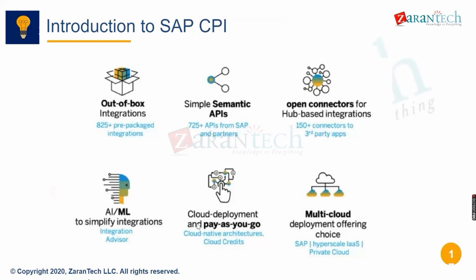cloud deployment and pay as you go. What does it mean? Suppose I utilize only 100 GB this month, then I will pay only for 100 GB. Initially I purchased 1000 GB, but I'm using only 100 GB, so why should I pay extra for 900 GB? No, right? That's why it's cloud deployment and pay as you go. However much you use, that much you have to pay.